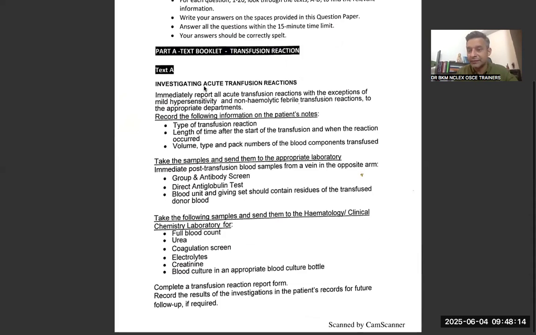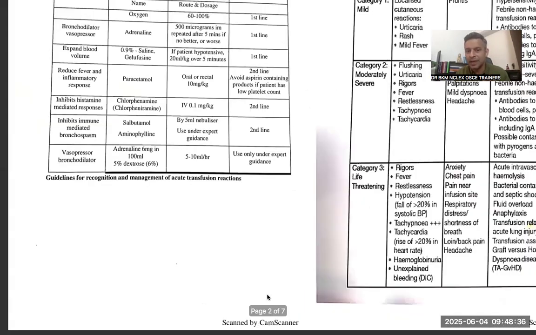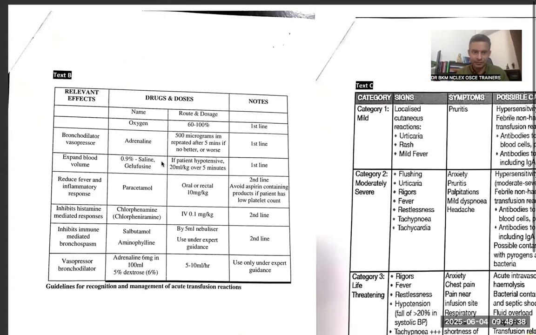Now, if you see, first paragraph is about investigating acute transfusion reactions. Record the following information: type of infusion, length, volume, blood donors, antigen, antibody, anti-screen. So they are talking about acute transfusion reactions. Take the following samples, full blood count. They are talking about how to do that. Record the result of investigations. So the whole paragraph A is about investigation.